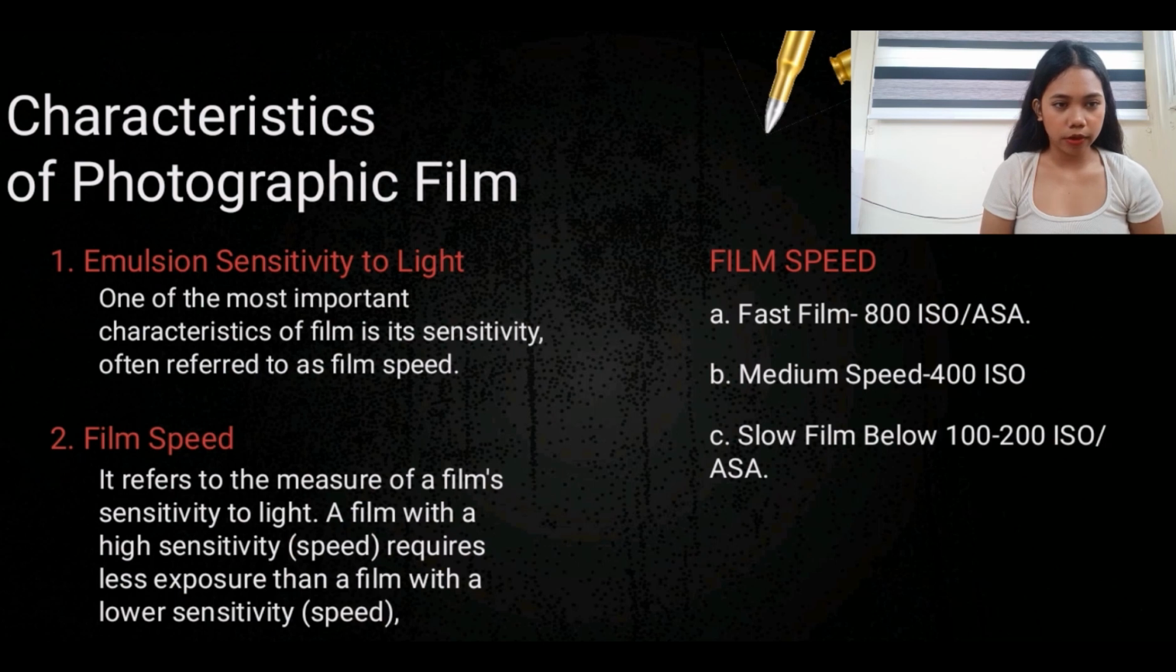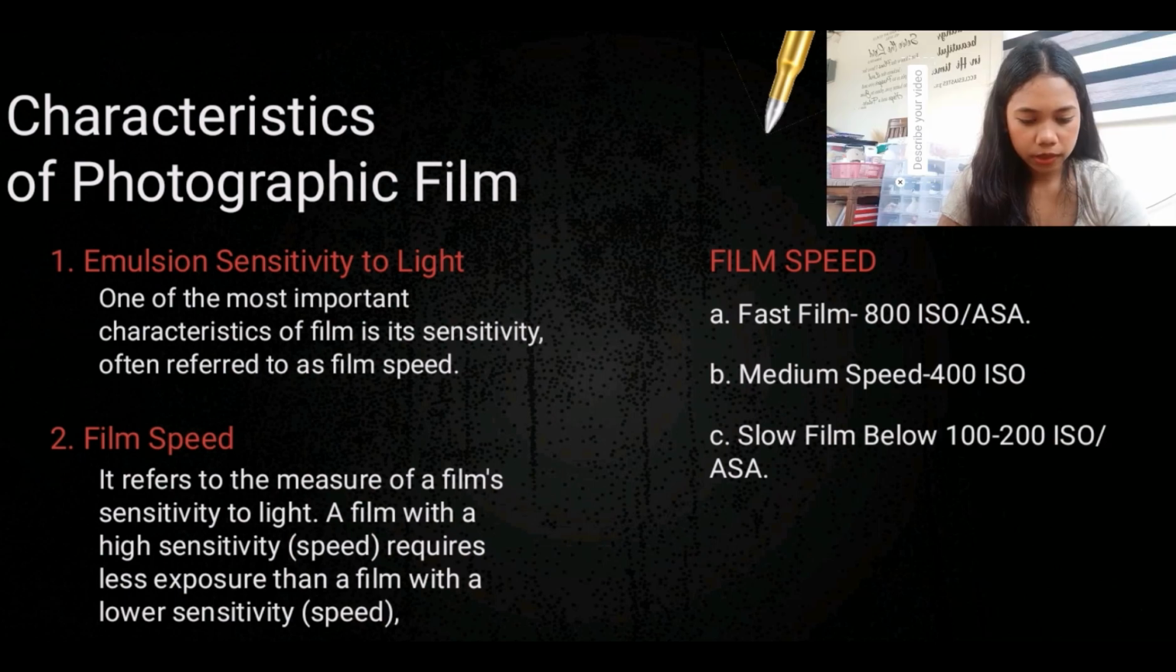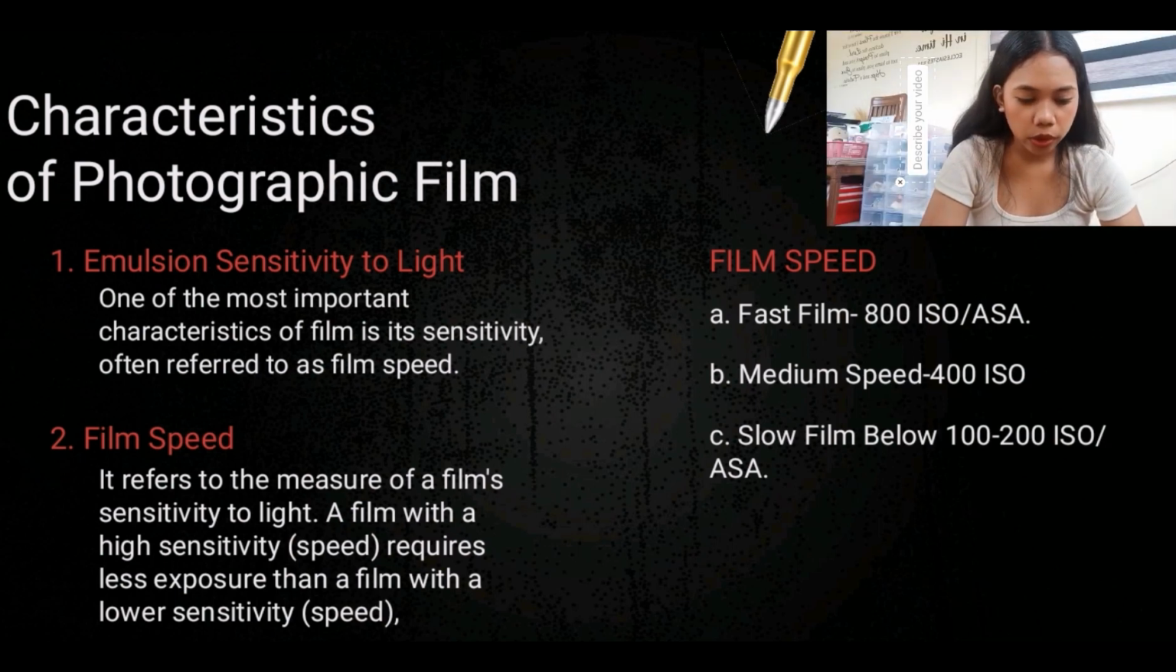Below are important points about film speed. Film speed, A: fast film, 800 ISO or ASA. Fast film will result in the greatest photographs, but it's great to use when shooting fast-moving subjects in low-light conditions. This film is often used by sports photographers or journalists who do not always have the best lighting to work with and need to capture images without blur.